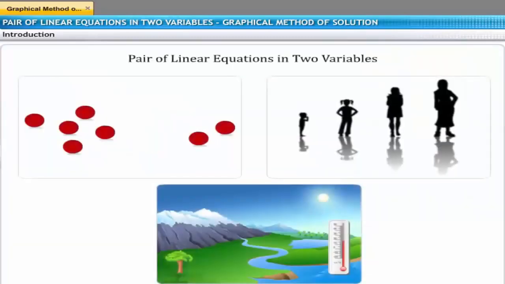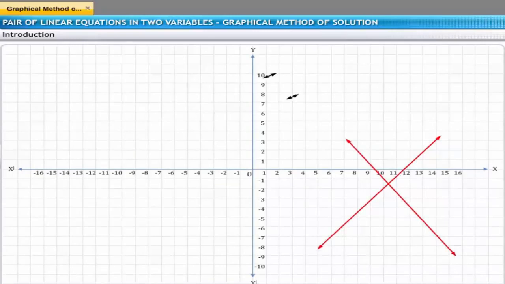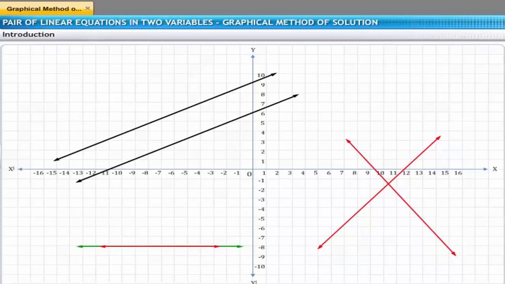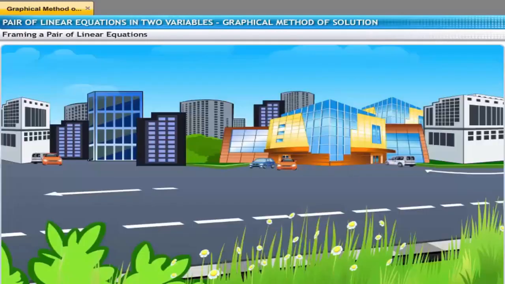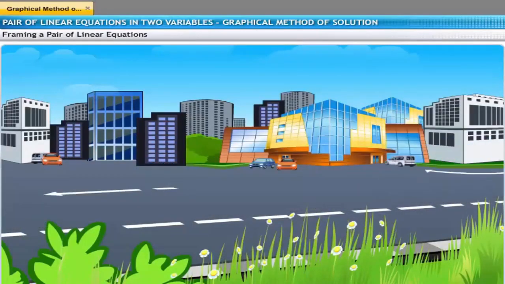Such relationships are linear in nature and can be expressed mathematically as a pair of equations in two variables. In this lesson, we'll discuss how a pair of linear equations in two variables can be represented and solved graphically. Let's see how. Let's begin by defining the general form of a pair of linear equations in two variables.